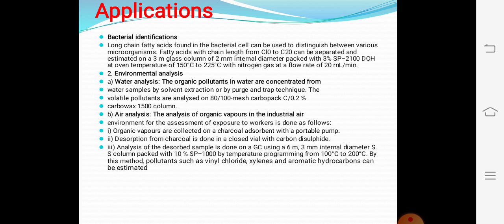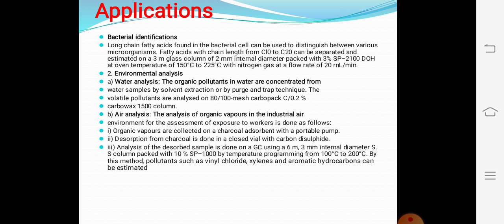Second application is environmental analysis. Water analysis: the organic pollutants in water are concentrated from water samples by solvent extraction or by purge and trap technique. The volatile pollutants are analyzed on 80/100 mesh Carbowax 1500 columns. Air analysis.